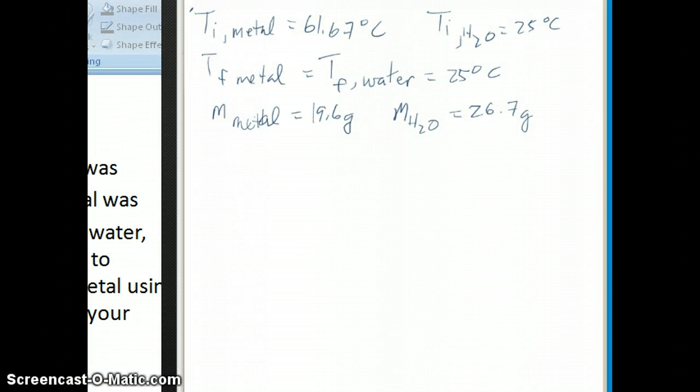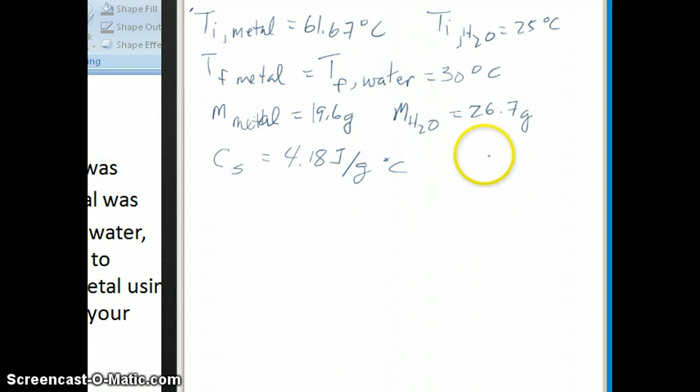Okay, so here I rewrote all the information from the question. You have the information that we're given: initial temperature of the metal at 61.67. We put that metal into the water, and the water's initial temperature is at 25. Once we equilibrate the temperature, actually I made a mistake here, this should be 30. The final temperature after we mix these two things together and it equilibrates is 30 degrees Celsius, and they're both the same, right? So that's what we refer to as thermal equilibrium. And then the mass of the metal initially is this, the mass of water is this, and of course the specific heat of water is assumed to be given in this case, which is 4.18 joules per gram degree Celsius.